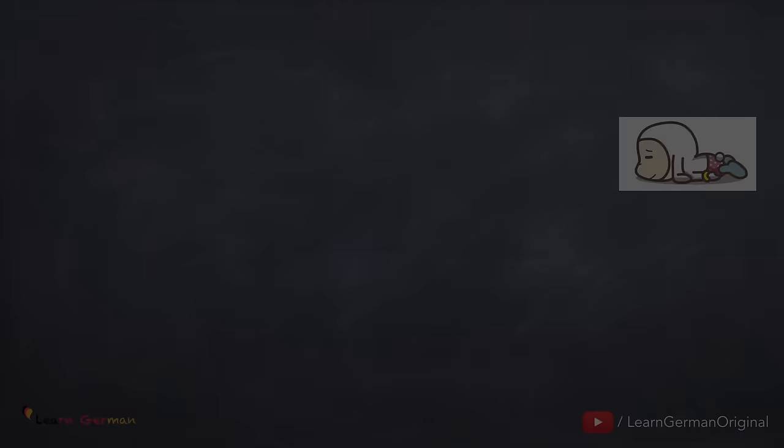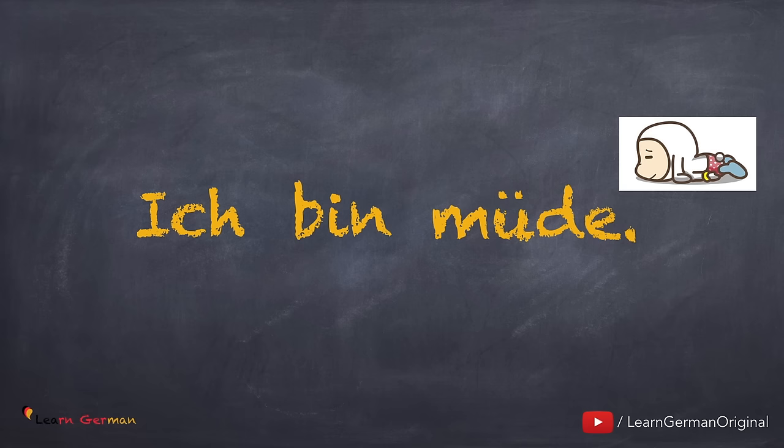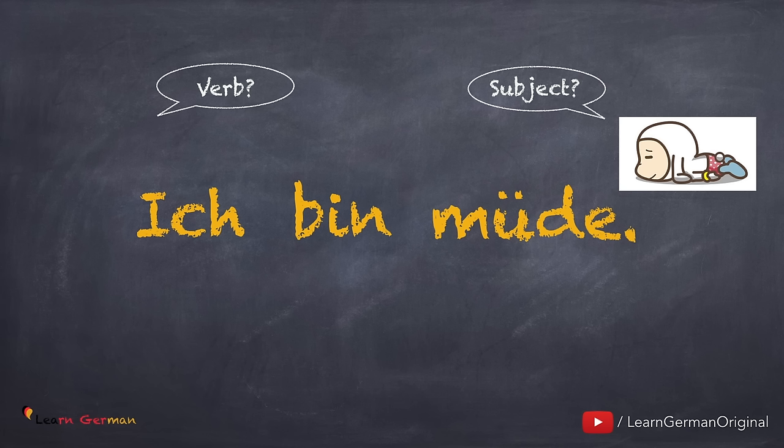Now it's your turn to analyze one sentence. Ich bin müde. What do you think? Where is the verb? And what's the subject? Ich is the subject and bin is the verb in the second position.